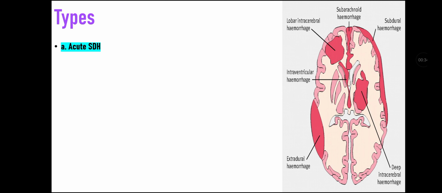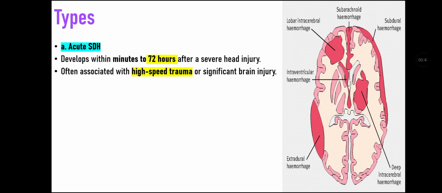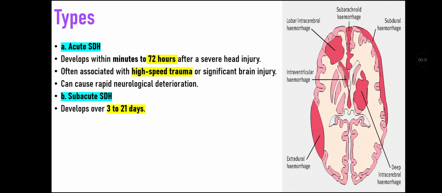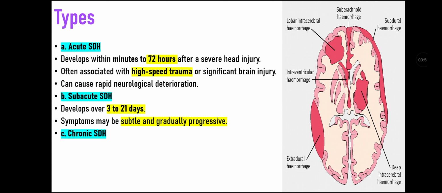Talking about its types, it includes acute subdural hemorrhage that develops within 72 hours after a severe head injury. It is often associated with high speed trauma or significant brain injury. It can cause rapid neurological deterioration. Next is subacute subdural hemorrhage. It develops over 3 to 21 days. Its symptoms may be subtle and gradually progressive.